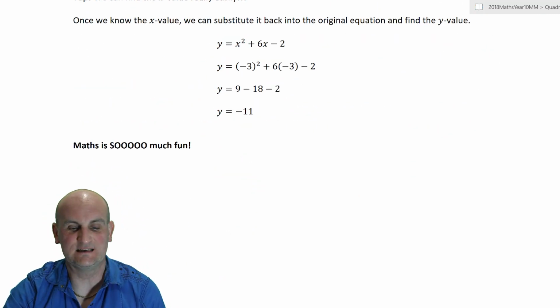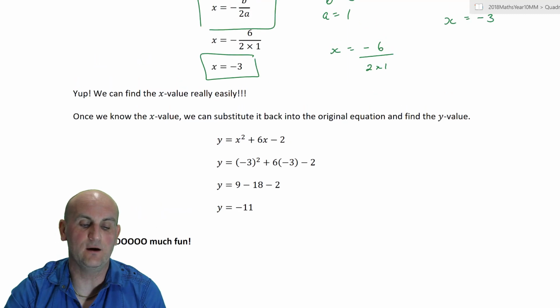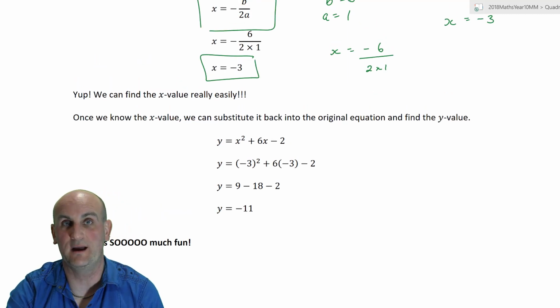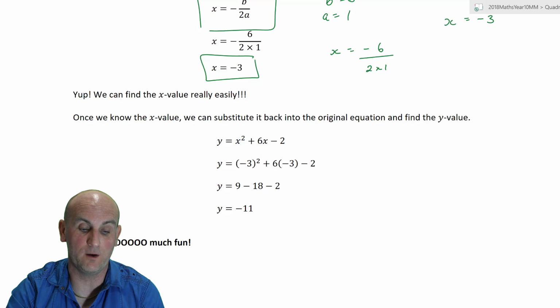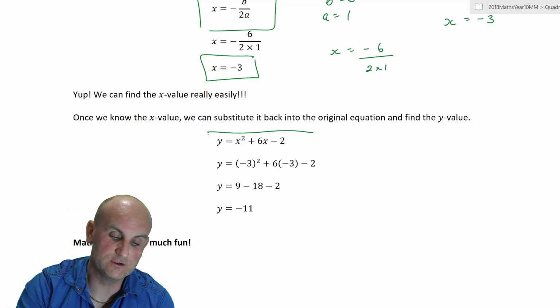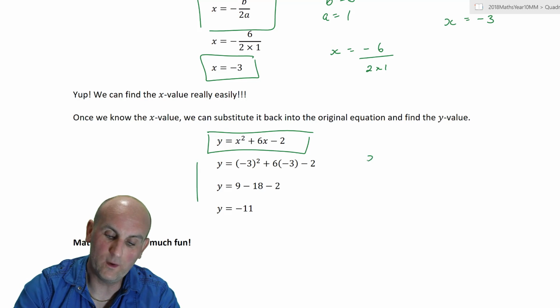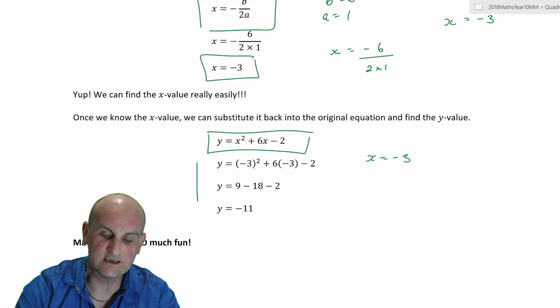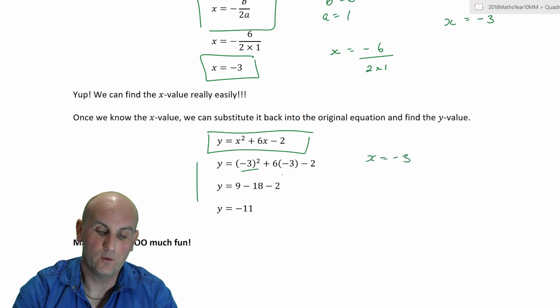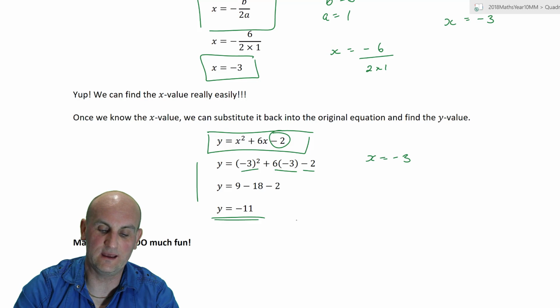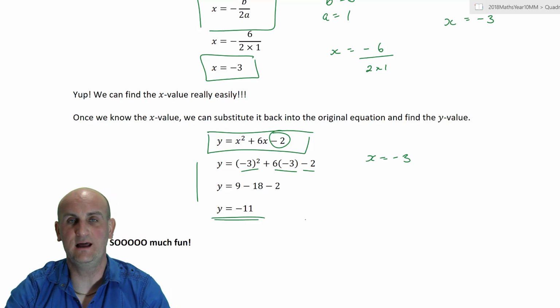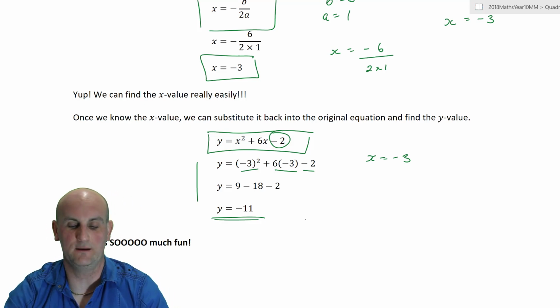The problem is it seems like a lot of work later on, because having now got the x value, we would then need to go back and find my y value. And how would we find my y value? Yep, we would substitute it back into my original equation. So all I've done here is just said, well, when x is equal to minus 3, x squared becomes minus 3 squared. We know that 6 times minus 3, and there's the minus 2 at the end. Little bit of maths, and we get y equals minus 11, which is just amazing.